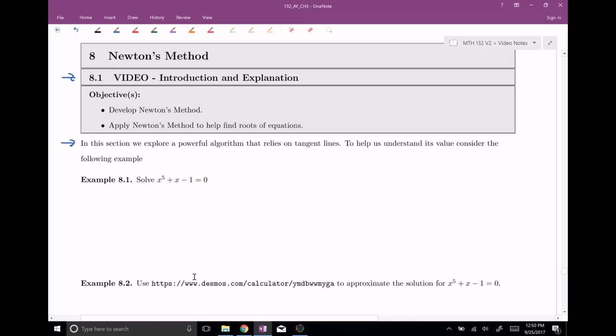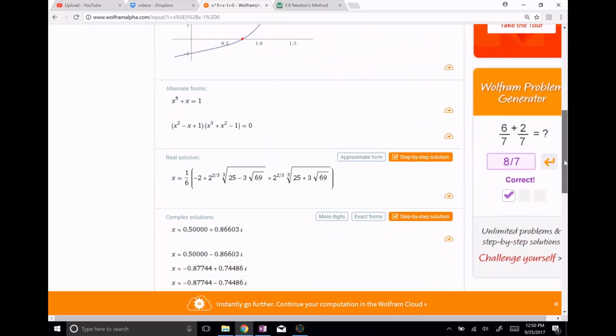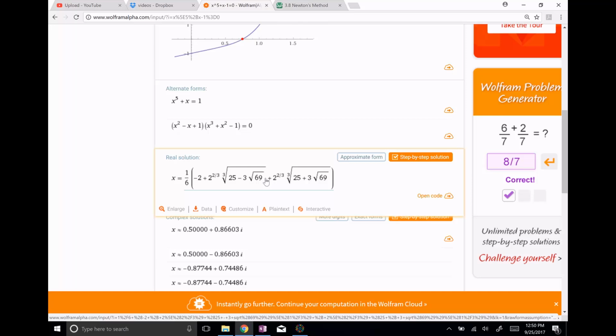So in fact, I've already pulled up here an extension of Mathematica, and I wanted to solve this x to the fifth plus x minus 1. And you can see that there's a solution here between a half and 1, so maybe around 0.7 or 0.8. But if you go down, it'll actually tell you what the exact answer is. So here is the exact answer. So if you got this, good job, you got it exactly correct. But this is a very difficult thing to solve. And that's what Newton's method will be helping us with.